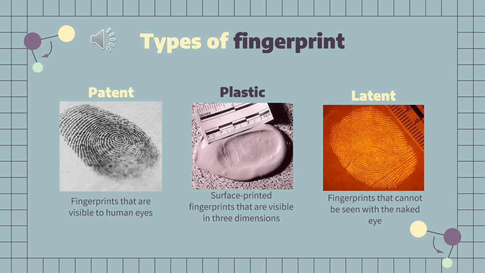So lastly is the latent. Latent fingerprints cannot be seen with the naked eyes, but they are mostly composed of chemicals such as sweat, fats, and proteins.